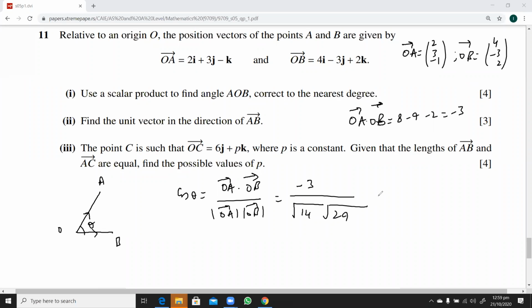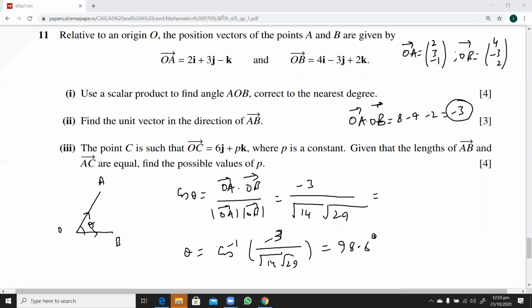Let's use your calculator. Tell me what is cos inverse of this. Theta is cos inverse of minus 3 over root 14 root 29. So theta is 98.6 degrees. This had to be obtuse because the dot product was negative. You can see that the dot product is negative, so that is why we already knew that this angle has to be an obtuse angle. Okay?